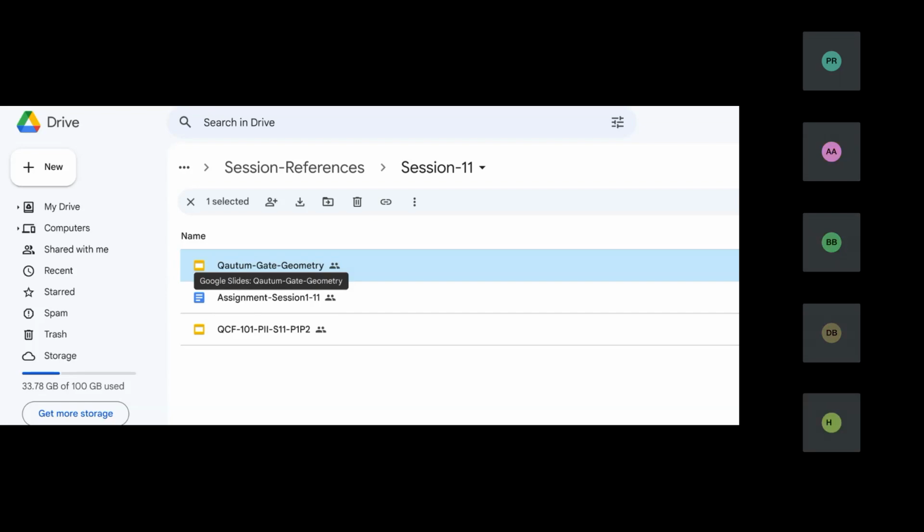If you are interested in more depth, you can go through that. Today's session was based on this QCF 101 P2 S11 P1P2. And this one I had prepared so that if anybody is really interested in deep diving into it, you can go into the slides, and that will give you much more information and explain the complexity.